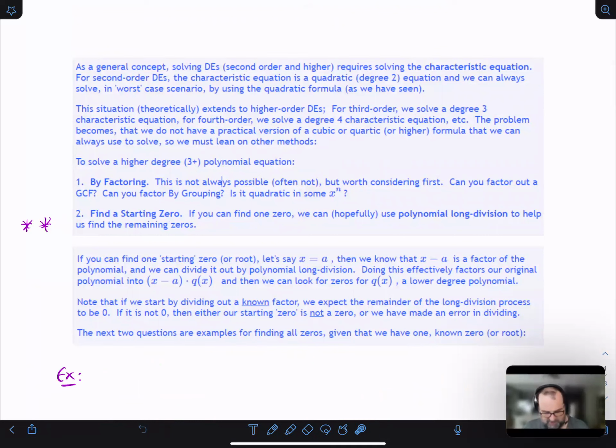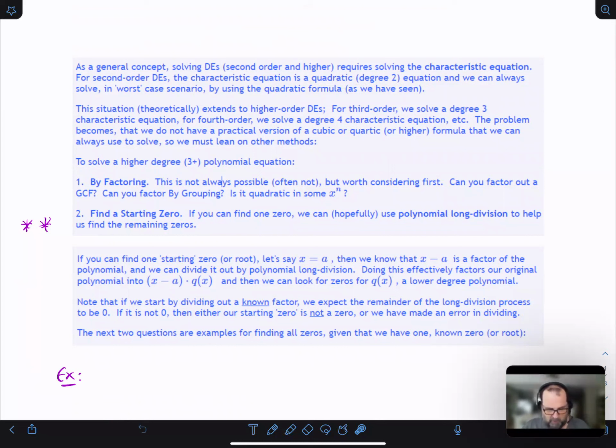Again, as mentioned, as a general concept, solving higher order homogeneous DEs requires solving a characteristic equation. For order 2 differential equations, the characteristic equation was always quadratic. And again, this is something we can always solve. We can always determine the roots, whether they are real or complex. And we determined what the solutions would look like, no matter what kind of roots we had. So that was good, right?